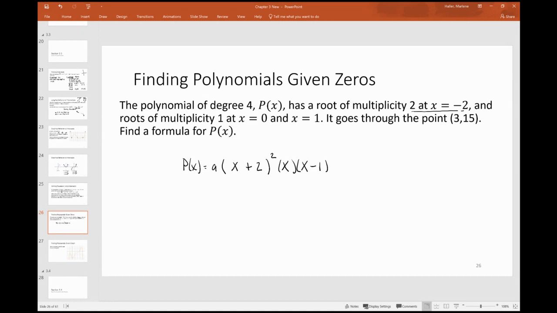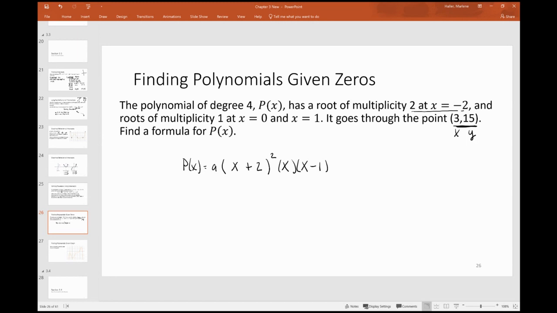All right, now we do know, though, however, that this graph goes through the point with the coordinates (3, 15). The x coordinate is 3, the y coordinate is 15. So we can use this point now to find the value of our stretch factor, a. I want that value. So let's plug in those x and y values and see if we can solve for a.